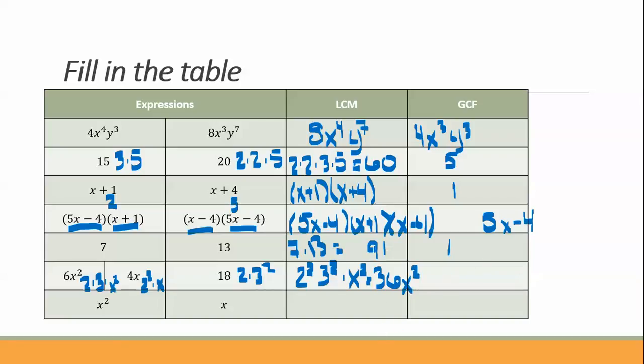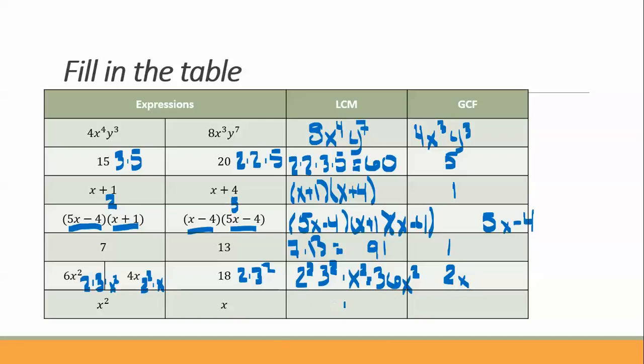The greatest common factor of these three: only the factors that are common, and the smallest exponent. So all three of these expressions have a 2, and all three of these expressions have an x. The smallest exponent on the 2 is 1, and the smallest exponent on the x is 1. So our greatest common factor is 2x.